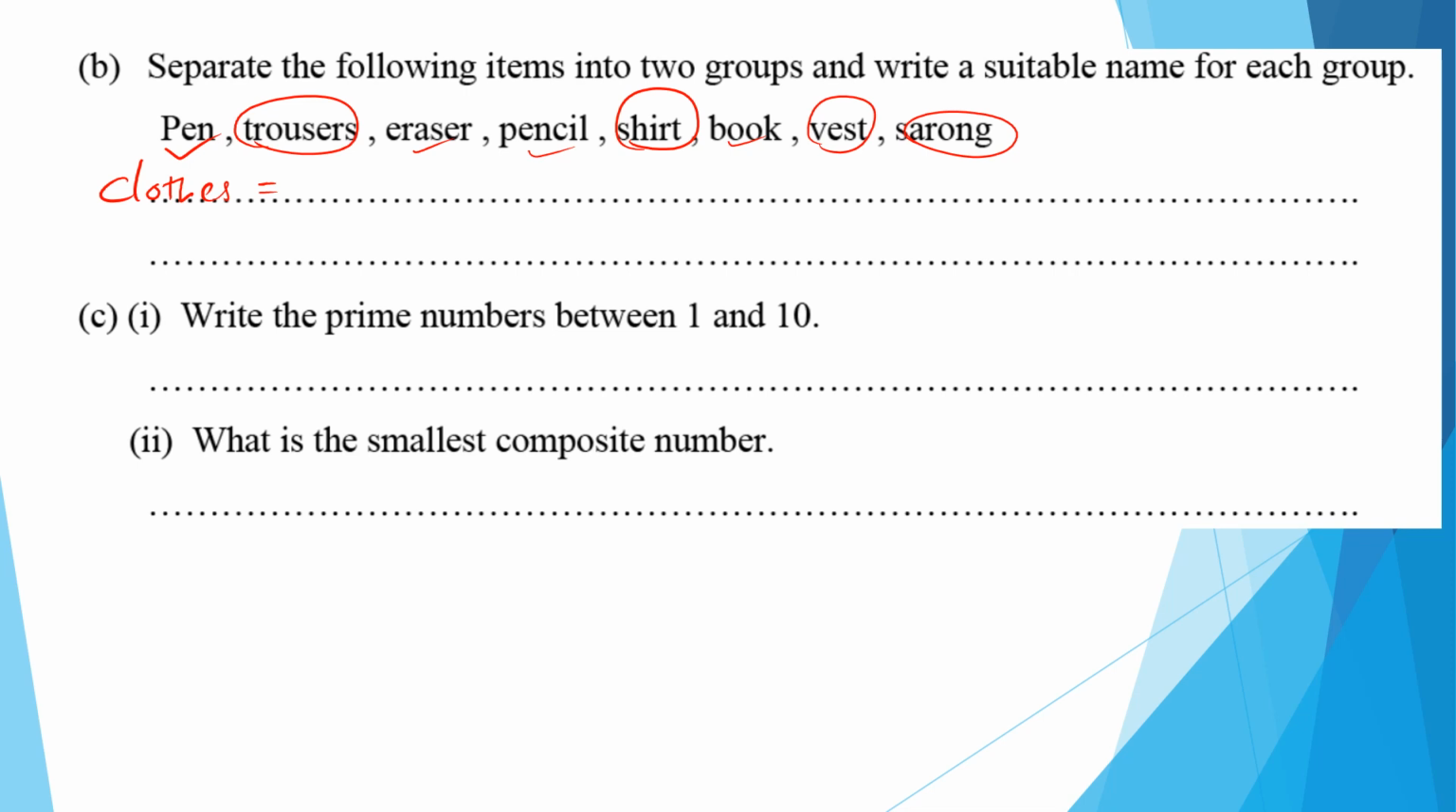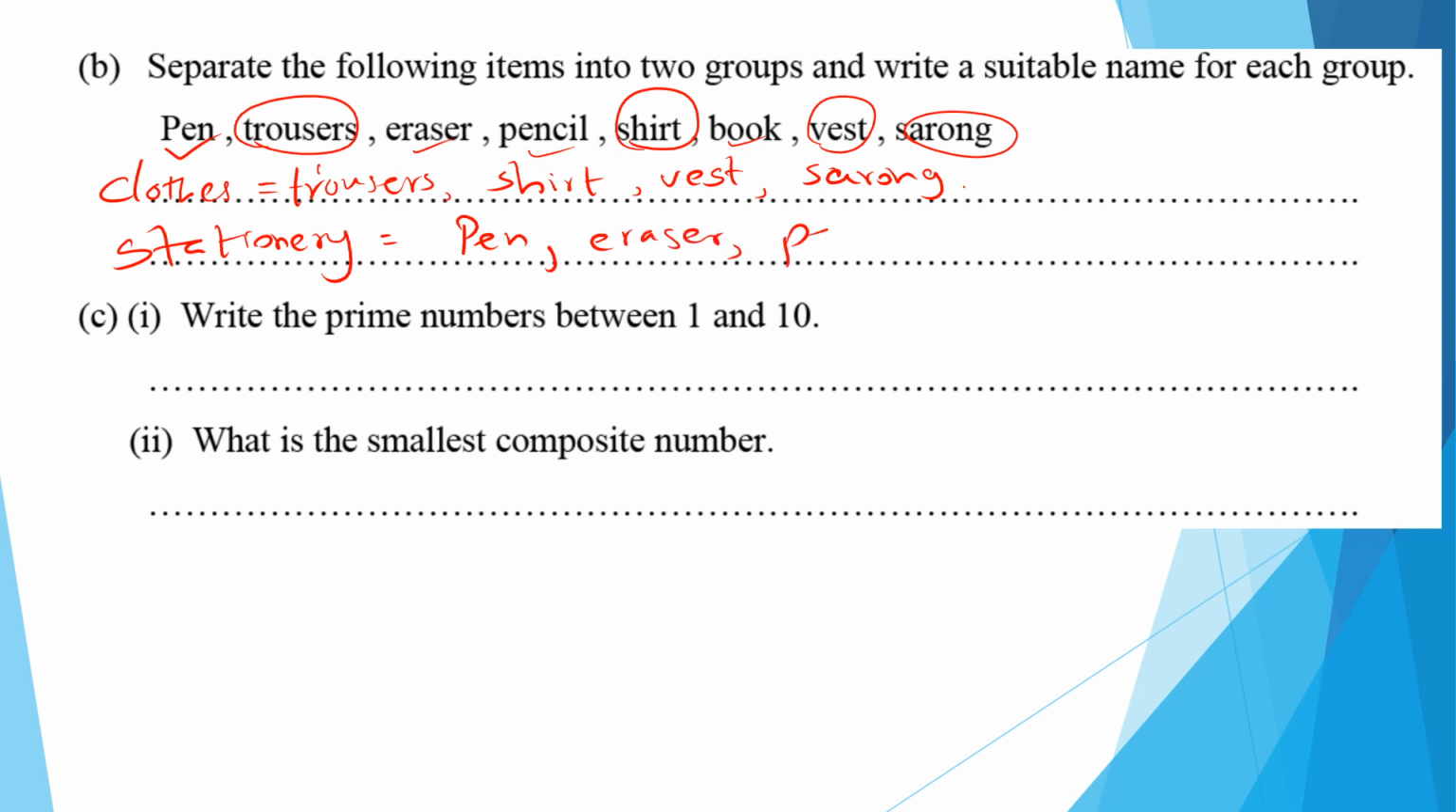Right. Trousers, shirt, vest, sarong. Okay. And you take stationery. Stationery items: pen, eraser, pencil, book. So this is how you answer this question. You have a name and you have the elements, right?